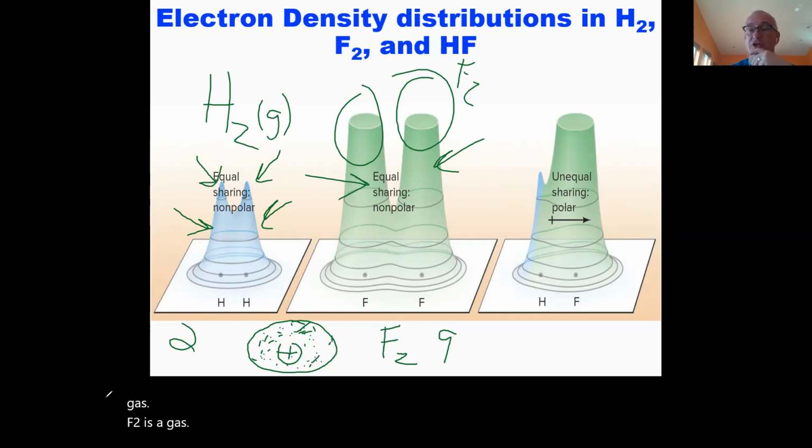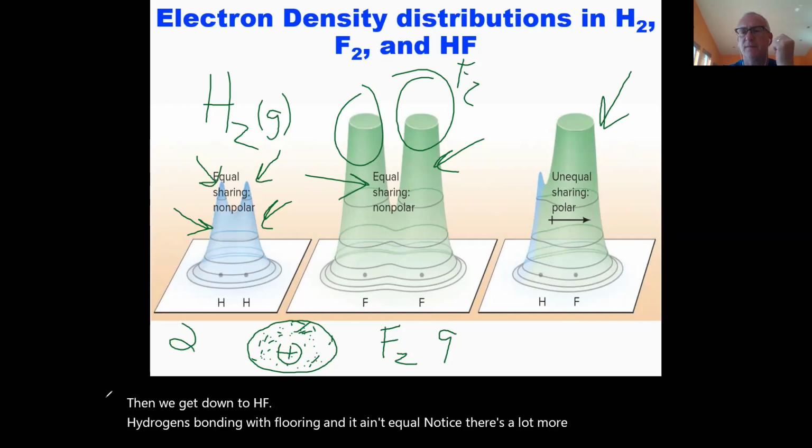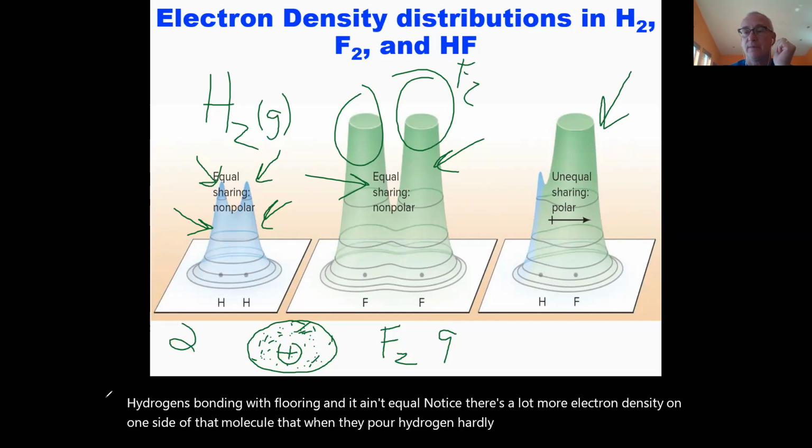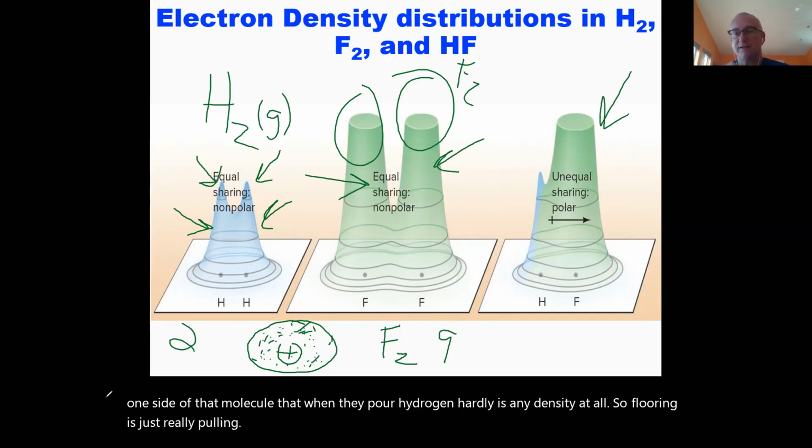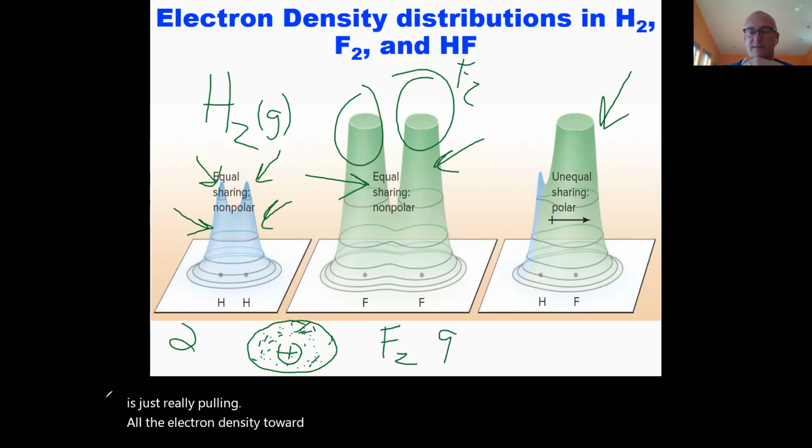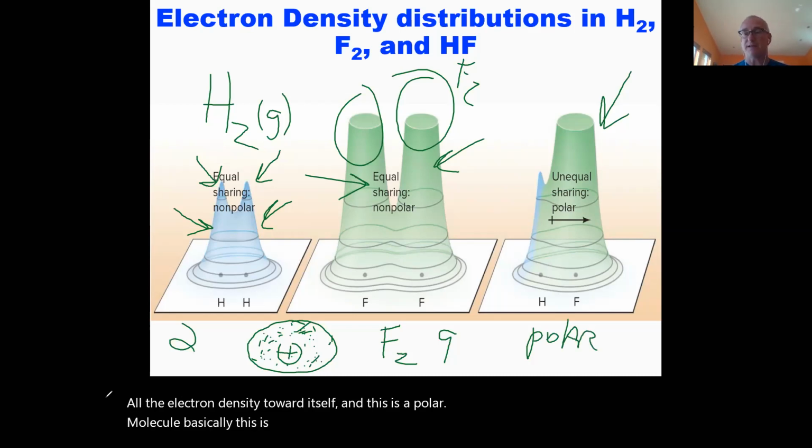And then we get down to HF. So now hydrogen's bonding with fluorine, and it ain't equal. Notice there's a lot more electron density on one side of that molecule than the poor hydrogen hardly has any density at all. So fluorine is just really pulling all the electron density toward itself. And this is a polar molecule. Basically, this is an acid that's soluble in water, whereas these two are gases.